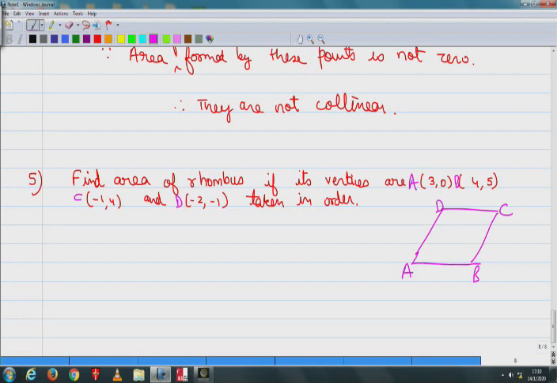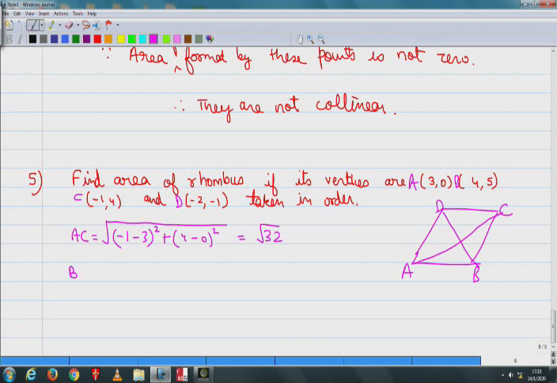And the area of the rhombus is given by half into product of diagonals. So if we draw these two diagonals, AC and BD, we just have to find the length of AC and BD and then our question is done. So the length of AC by the distance formula, so A and C, it is -1 -3 whole square, x2 minus x1, y4 minus 0 whole square. So that would become -4 whole square, that will become 16, and this will also become 16, so root 32.